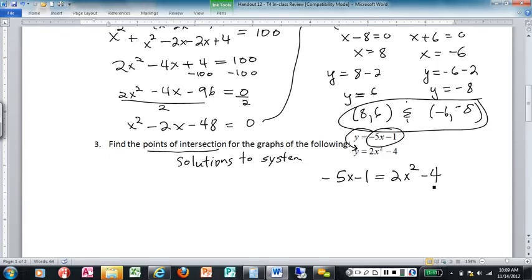Again, it looks like I need one side 0. Make one side 0. Let's make it the left side here. I'm going to add the 5x and add the 1. And so I get 0 equals, what would it be, 2x squared plus 5x minus 3.